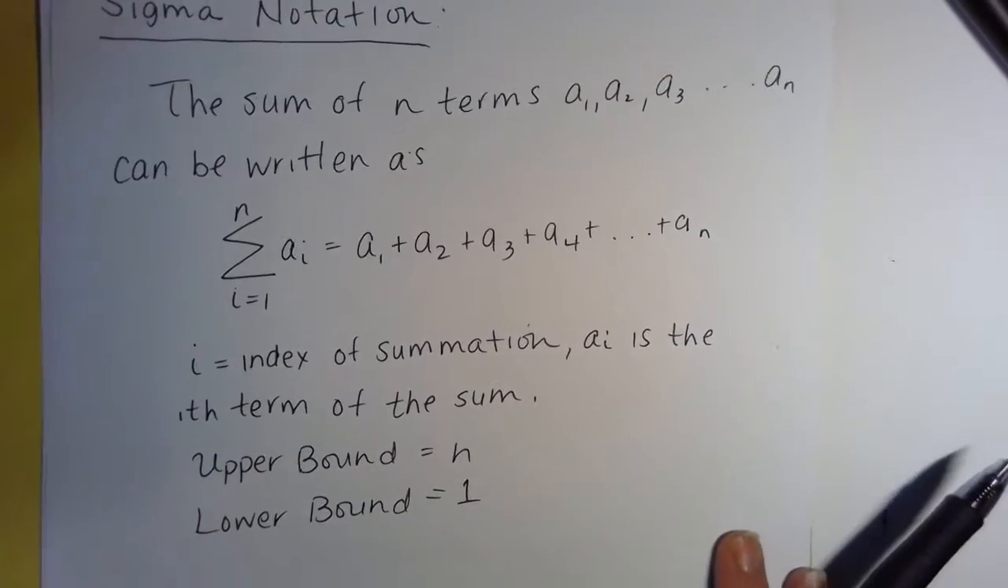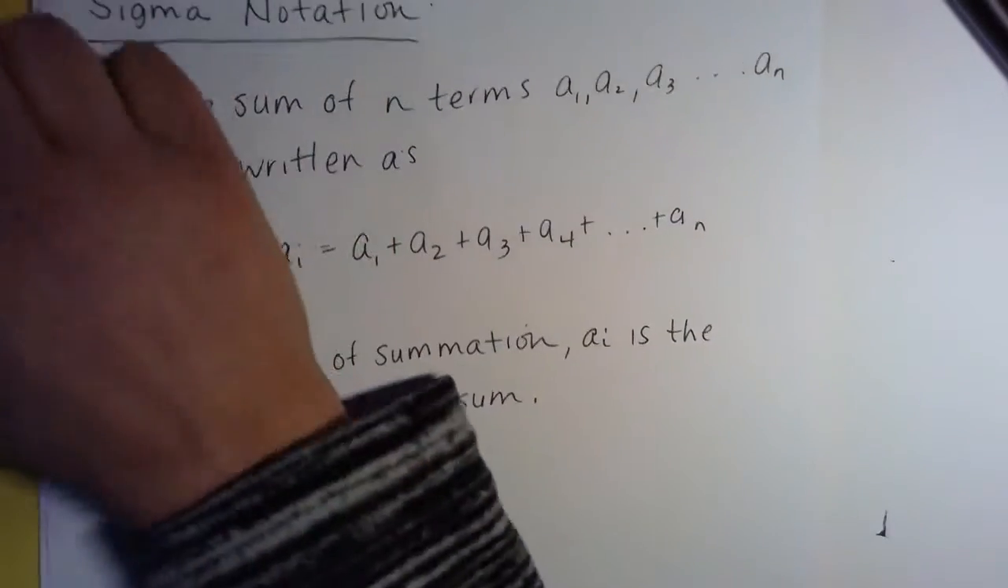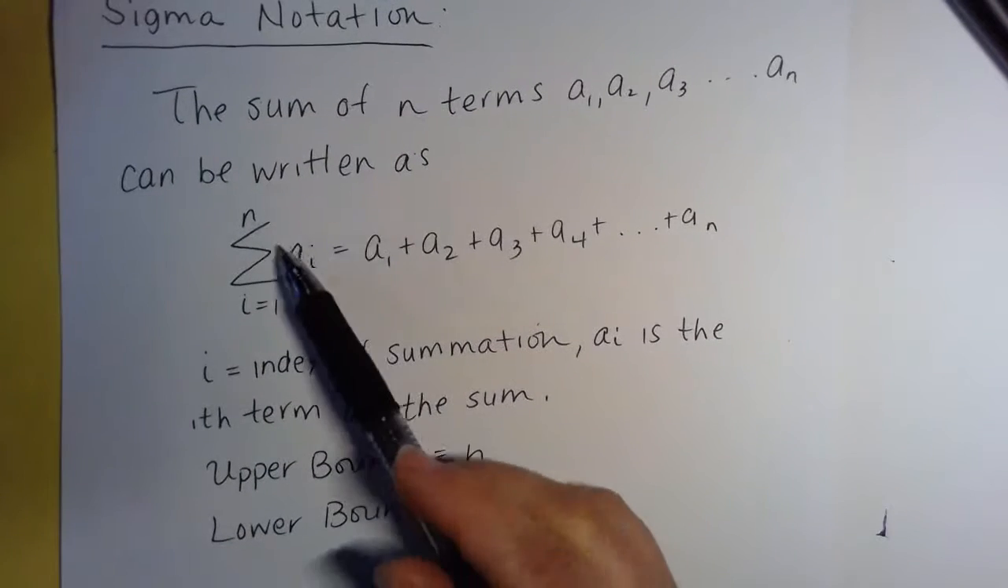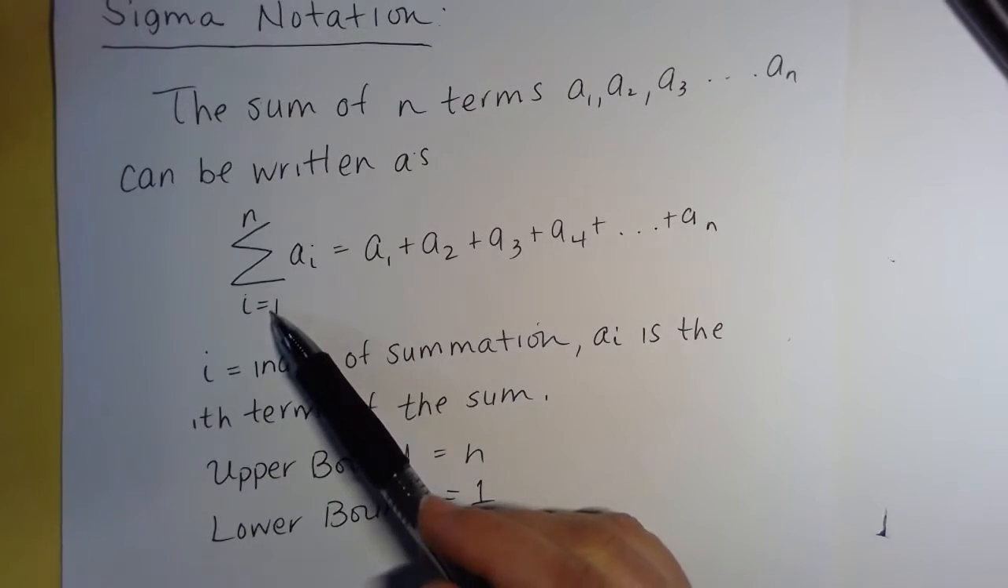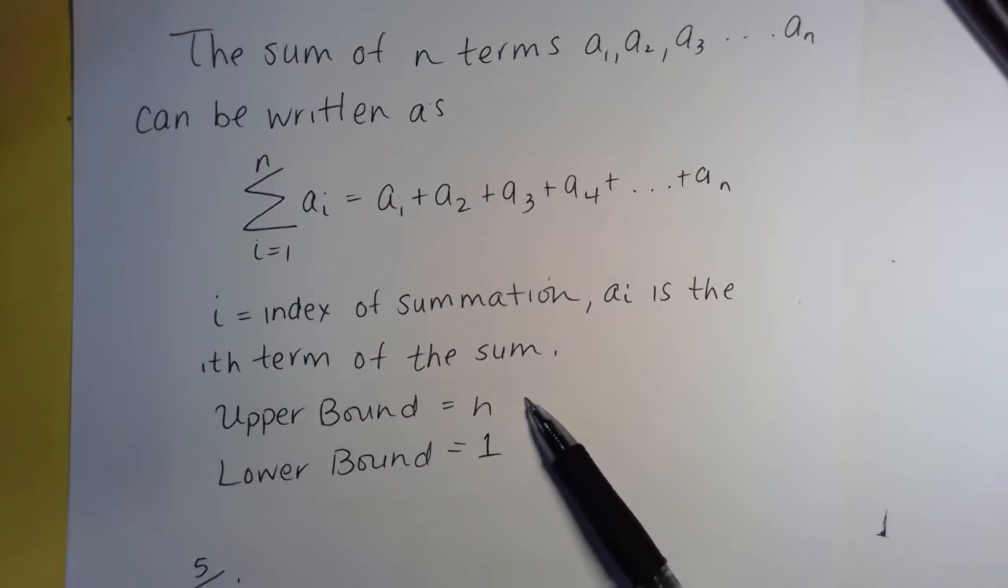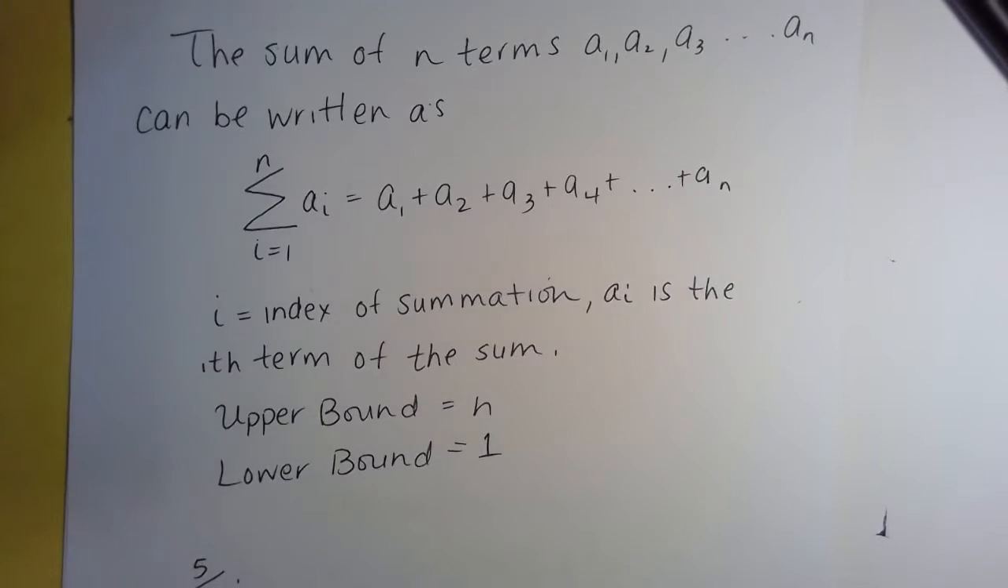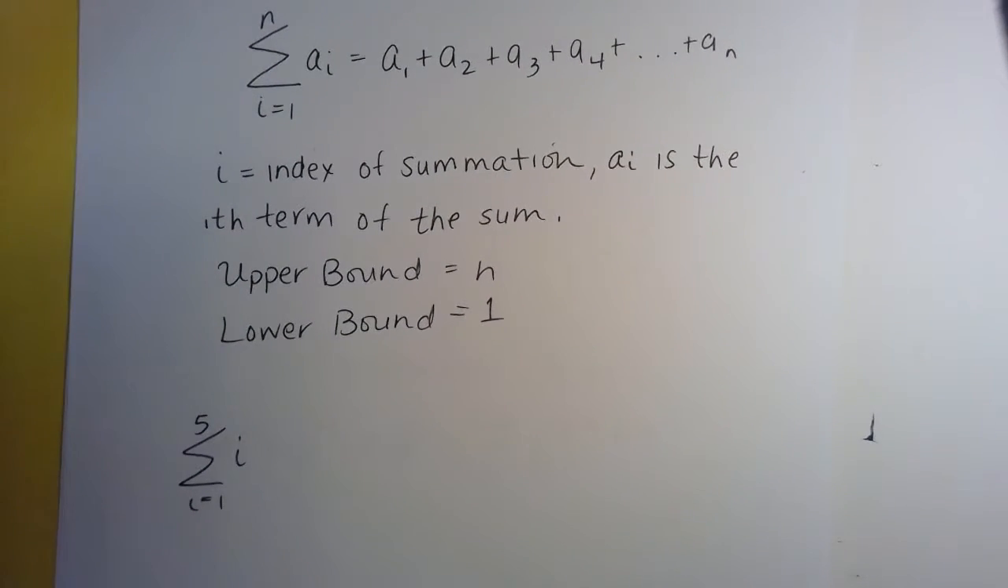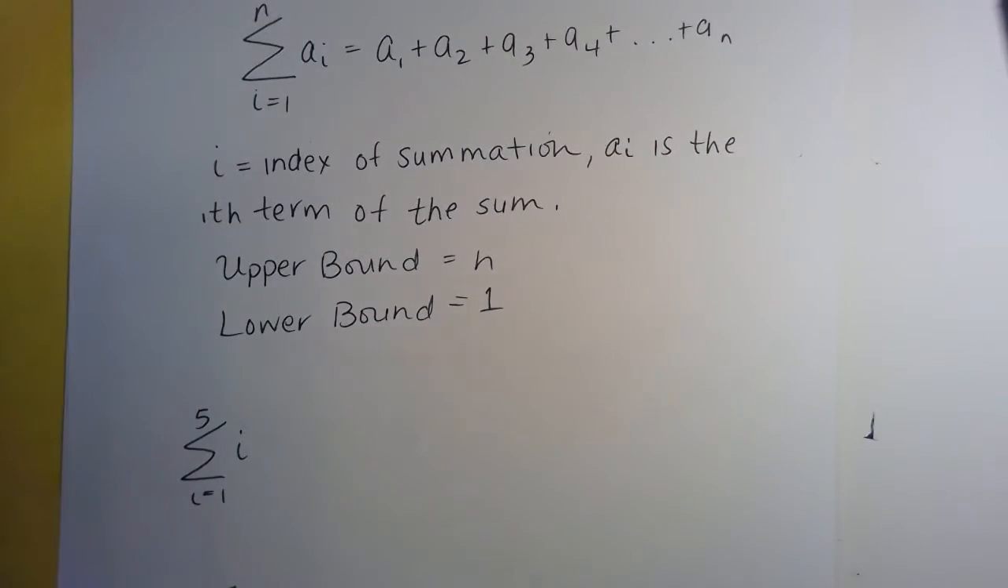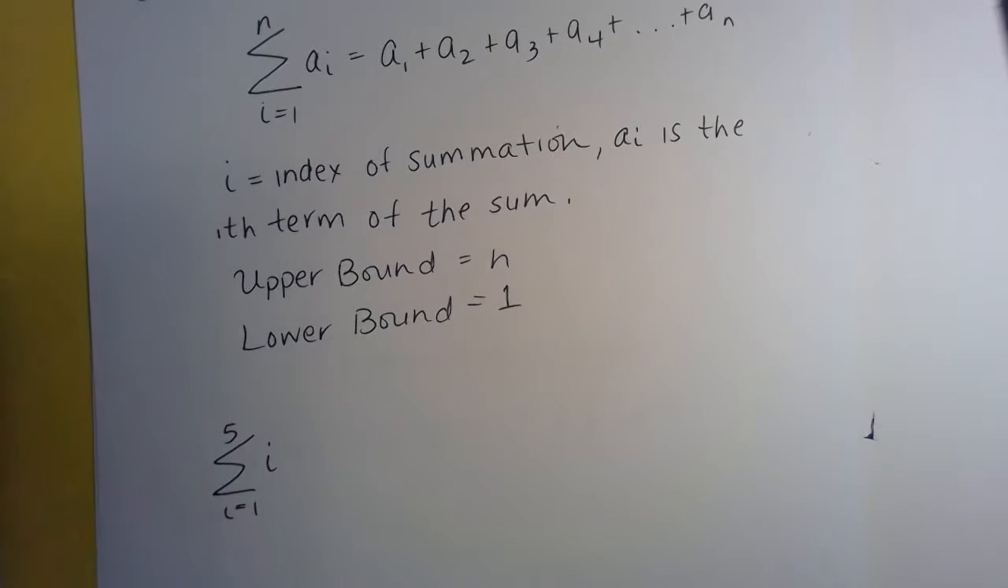So my upper bound is on top, up here, and my lower bound is here. That's why we call them that. The lower bound is 1, but they can be different, okay? So let's just use this. It's a little bit easier to just use it and see how it works.